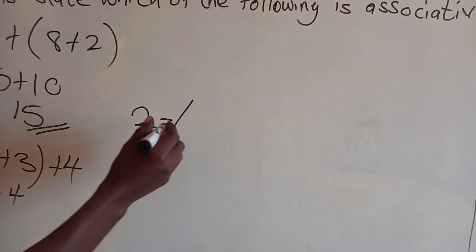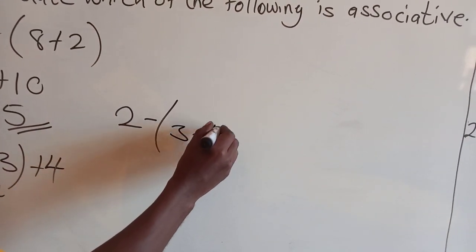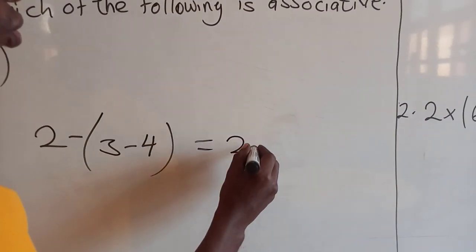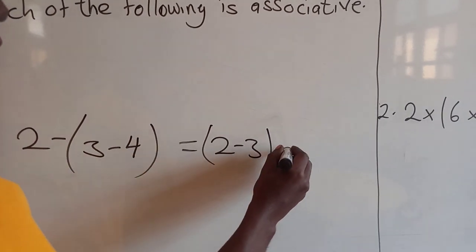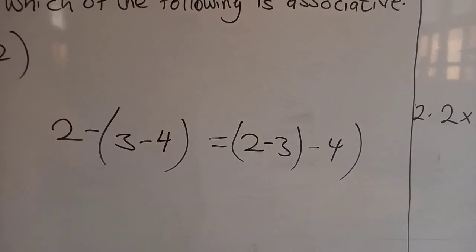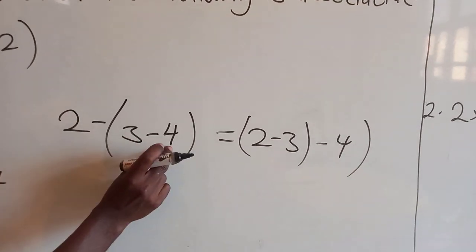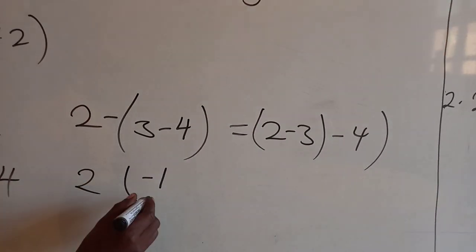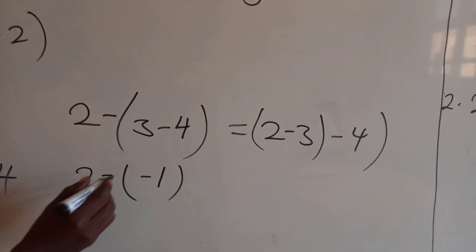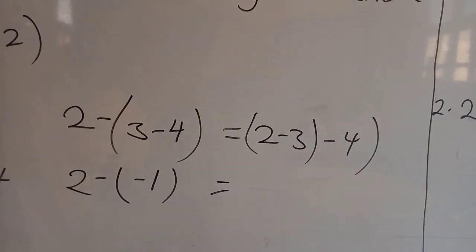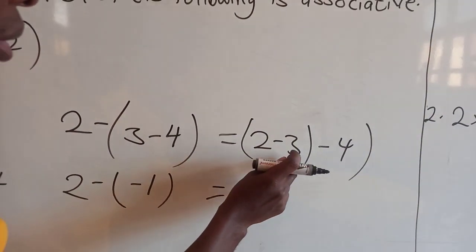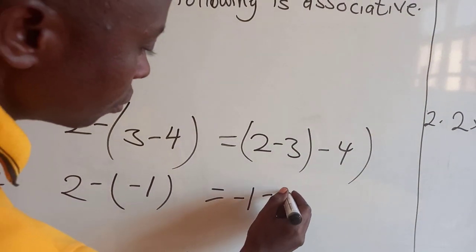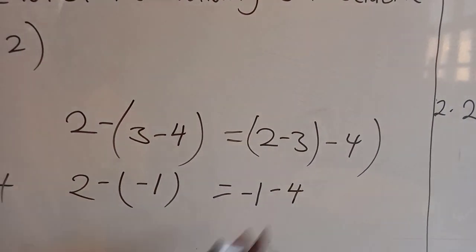Answer. Okay. Then we have 3 minus what? 4. This will be equal to, okay, now it will be what? 2 minus 3 bracket minus what? 4. Good. Now let's solve this one. 3 minus 4 will be what? Minus what? 1. Then we have 2. Okay. Minus. Then let's go. This one. 2 minus 3 will be what? Minus what? 1. Okay. Then minus what? 4. This is minus 4.